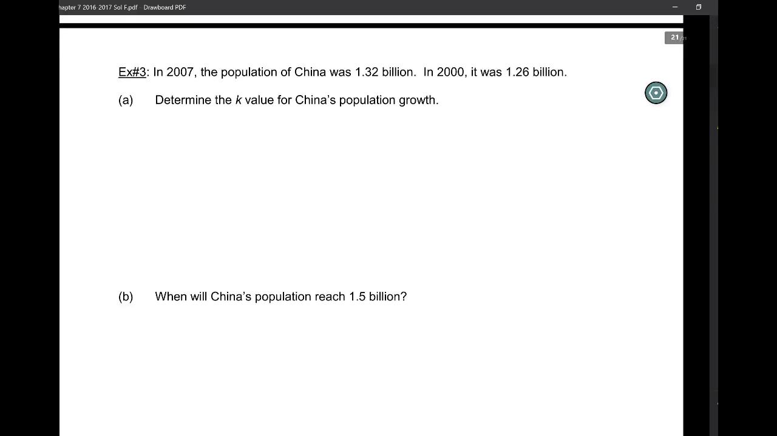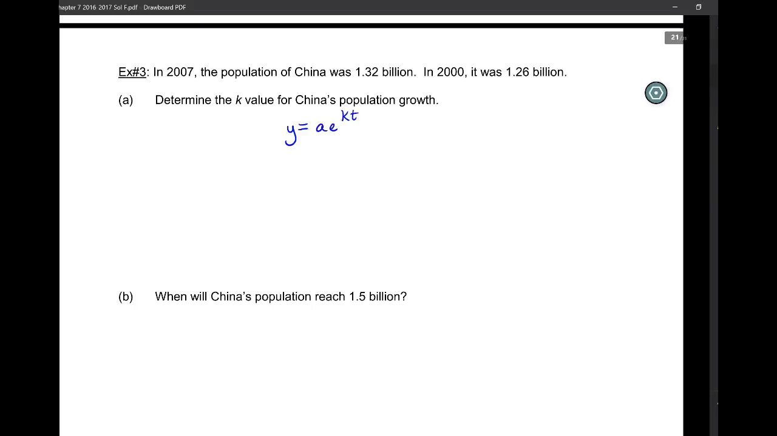In 2007, the population of China was 1.32 billion. In the year 2000, it was 1.26 billion. So determine the k value for China's population growth. Let's write down the formula. No, it's not money, so we're not going to use the A per one. Remember, anytime you see dollar signs, think you're going to use the A equals P e to the rt. Population, anything else falls under the category for this formula, okay? All right. We have to figure out k.